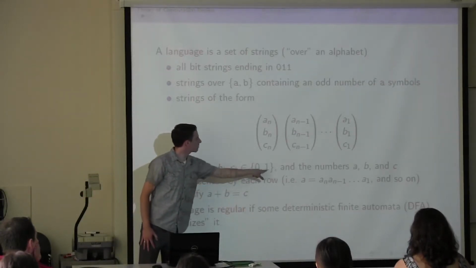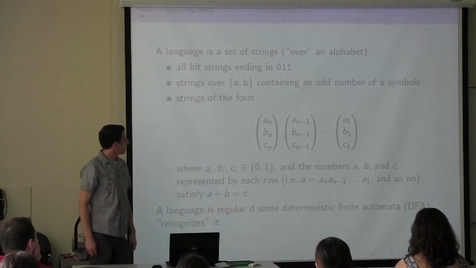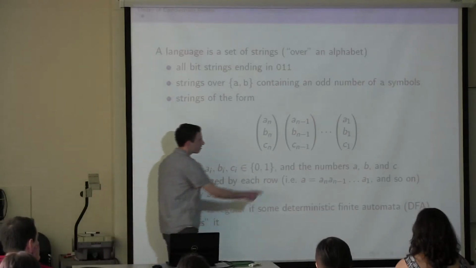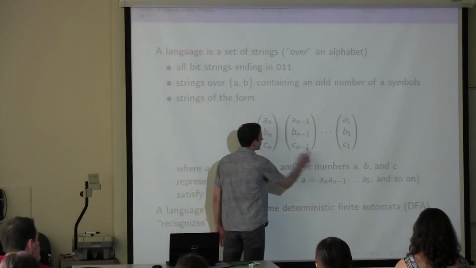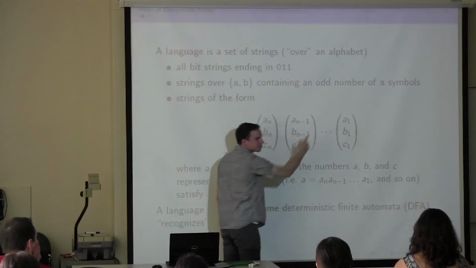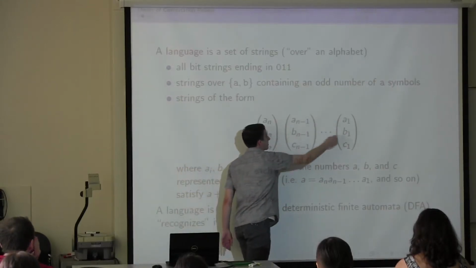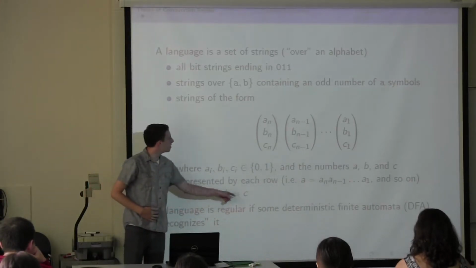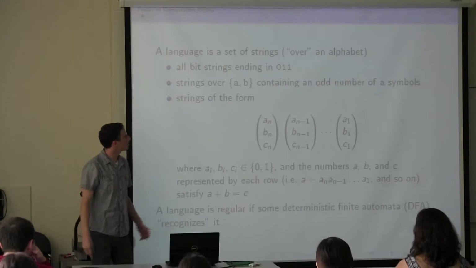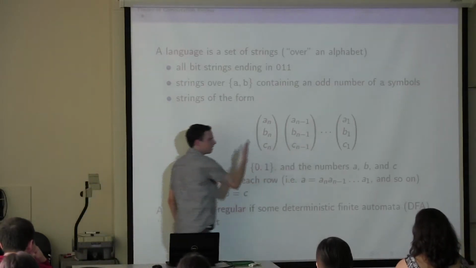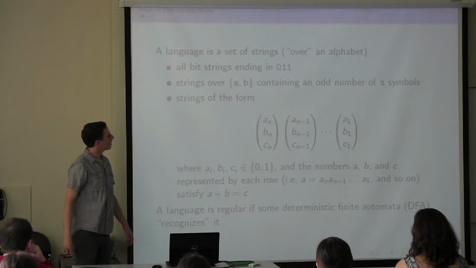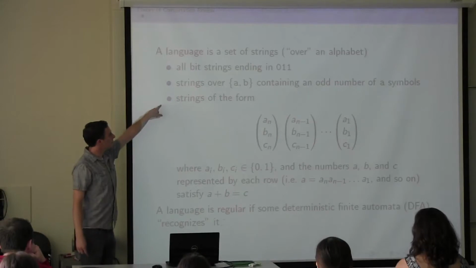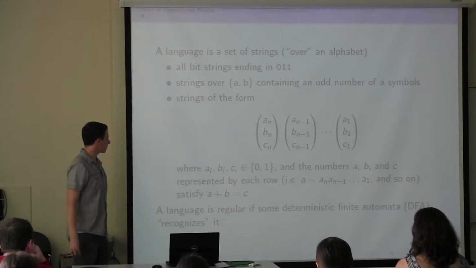And then this much more complicated example is strings of the form, here we have triples, where each element of the triple comes from the binary alphabet. And then I say the numbers A, B, and C represented by each row, which is to say, this is the first digit of A, second digit, all the way to the last digit, right? So this is a number, this is a number, and this is a number. These numbers satisfy the condition that A plus B equals C, right? So you can kind of picture that. And that's one language. Sequences of tuples like this that don't satisfy this condition are not in the language. Sequences of tuples that do are, right?